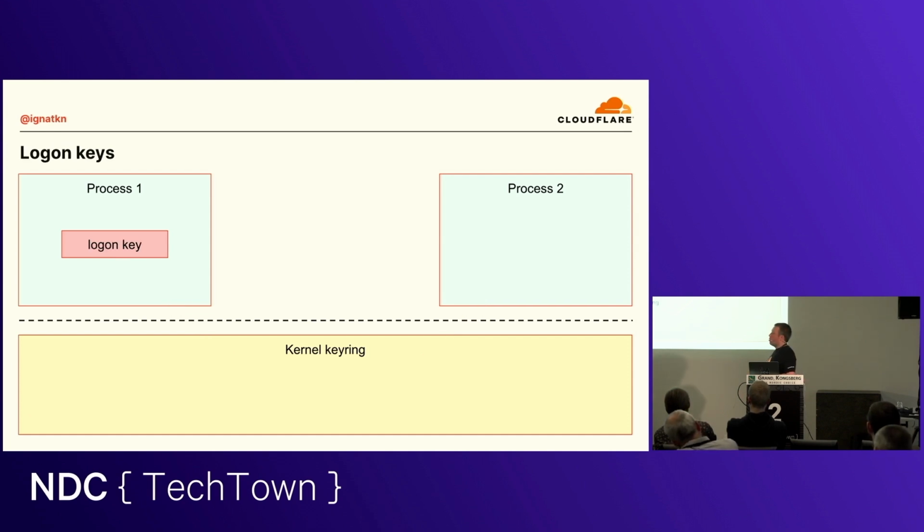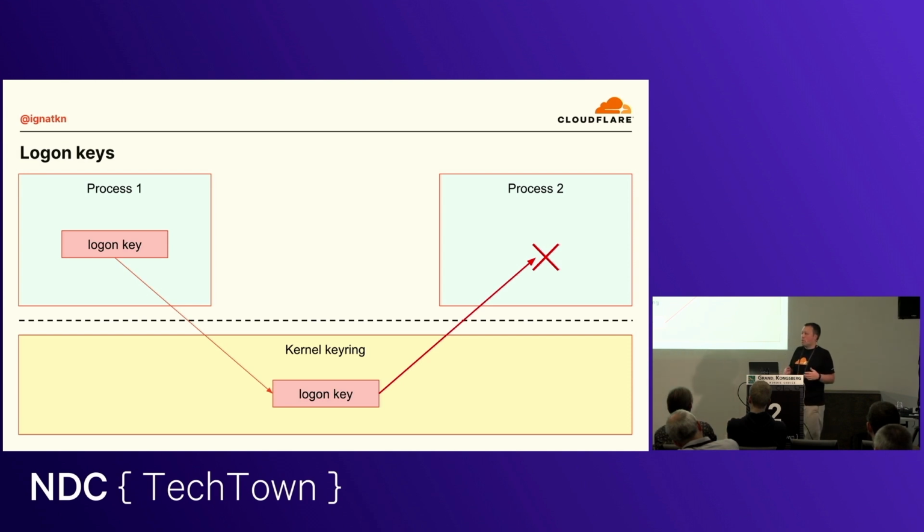There is a so-called logon key, and the idea is that you have a secret, you put it inside the kernel, but you can never read it back. This comes from the original idea of sharing secrets with the kernel. Once you provide the secret to the kernel, no other process can read it back, but the kernel can use it, and it's used in LUKS, dm-crypt or eCryptfs.